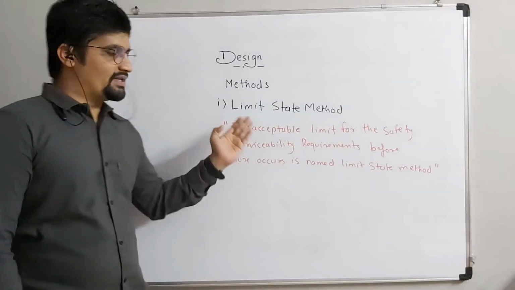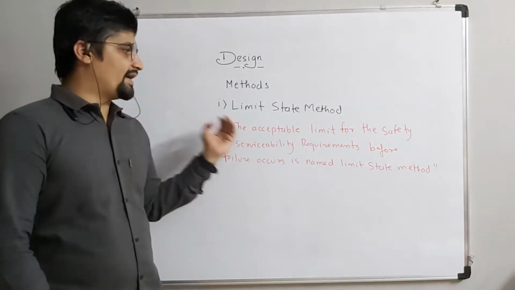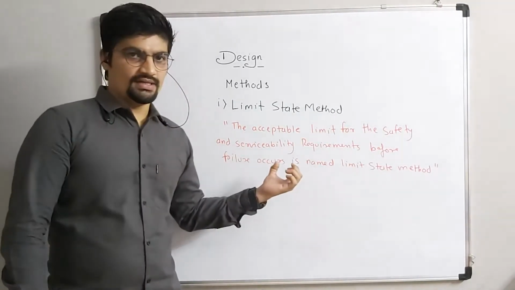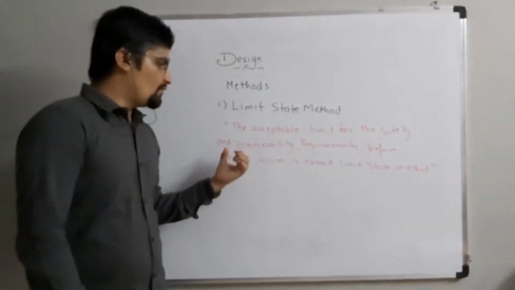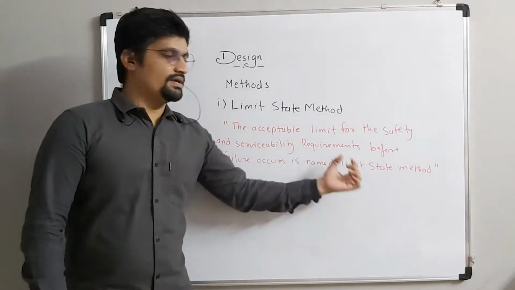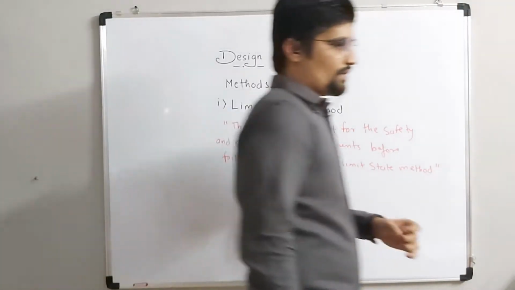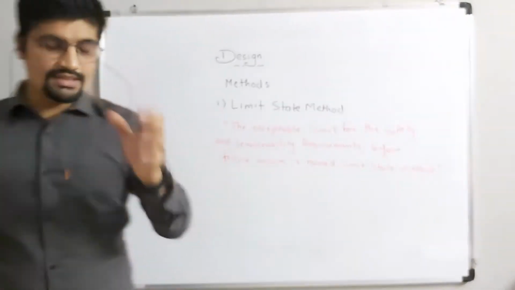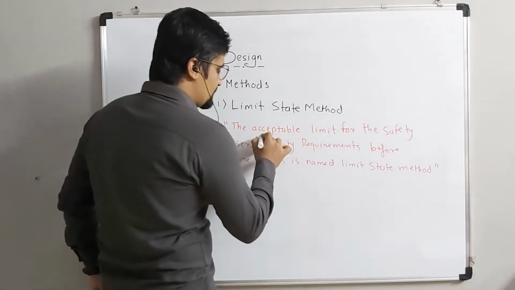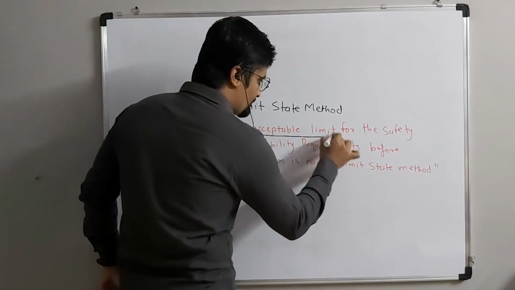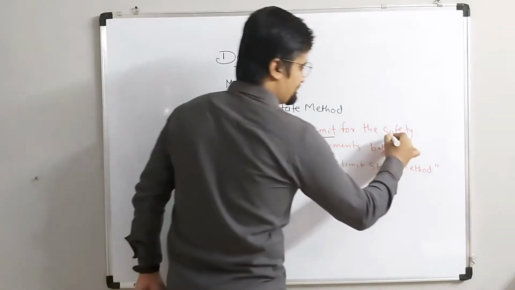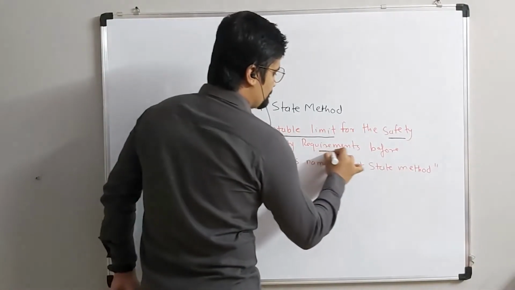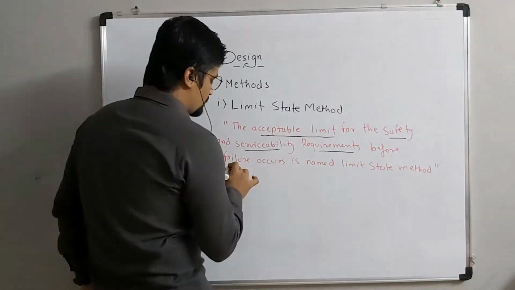The statement of the limit state method says that the acceptable limit for the safety and serviceability requirements before failure occurs is named the limit state method. See these words. What's the statement? Acceptable limit for the safety and serviceability requirements before the failure occurs.